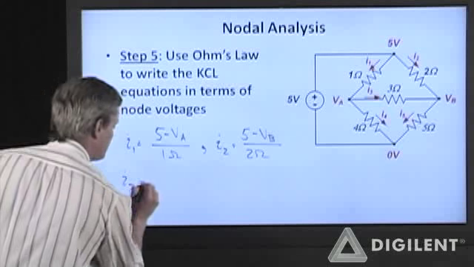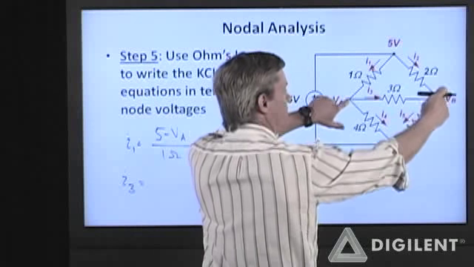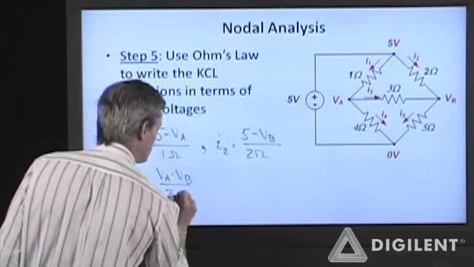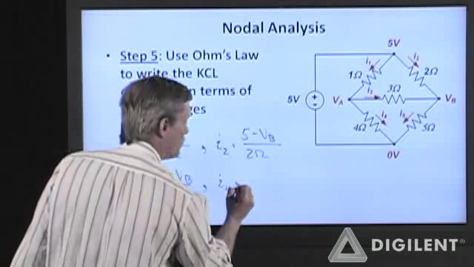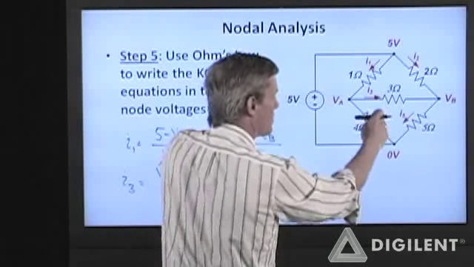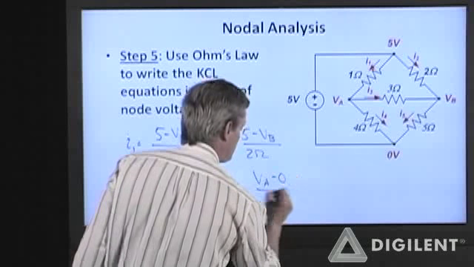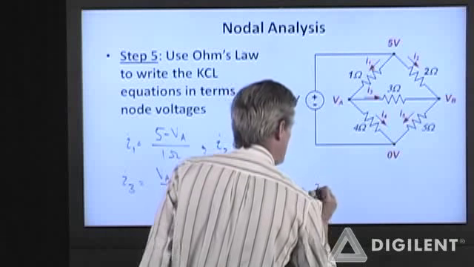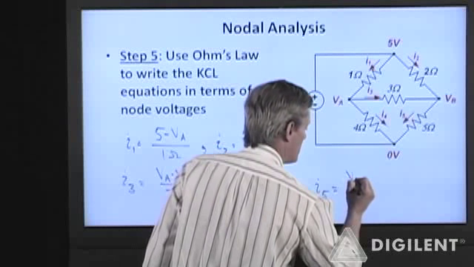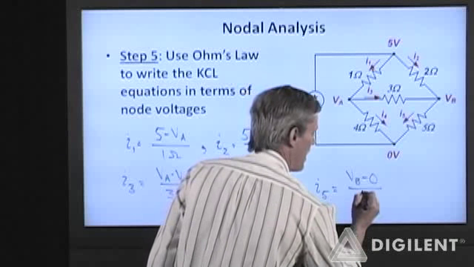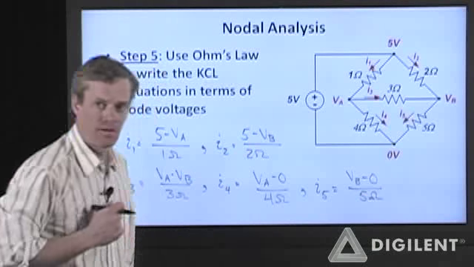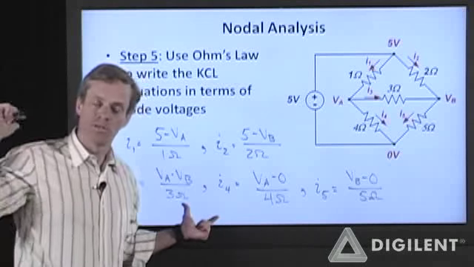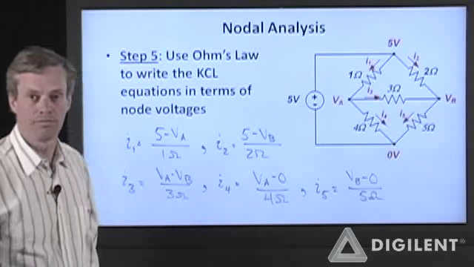I3 is equal to this voltage difference, VA minus VB, over 3 ohms. I4 is VA minus 0 over 4 ohms. And I5 is VB minus 0 over 5 ohms. Okay. Now I've run out of room on this slide. On the next slide, I'll go in and substitute these terms into my previous KCL equations.